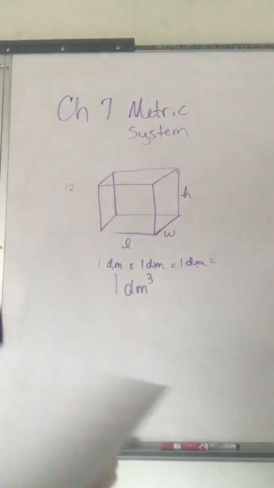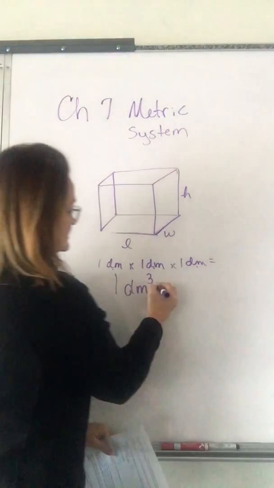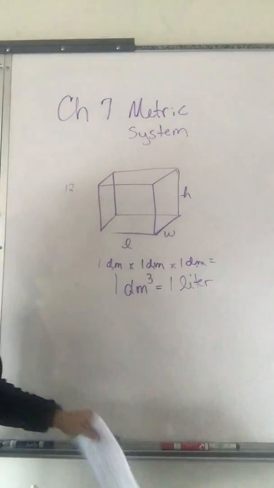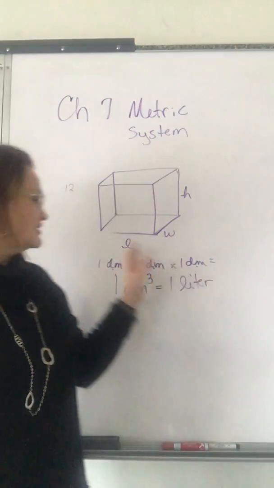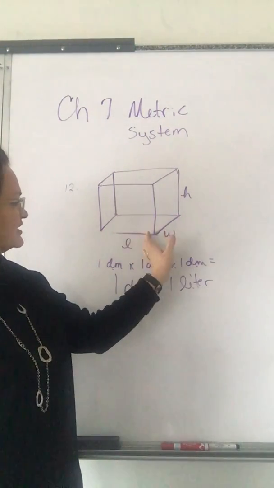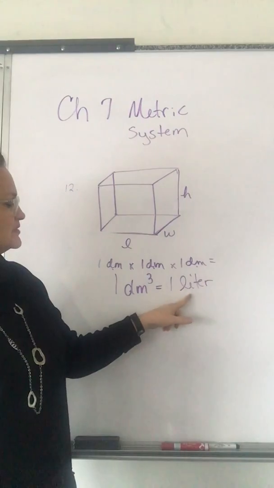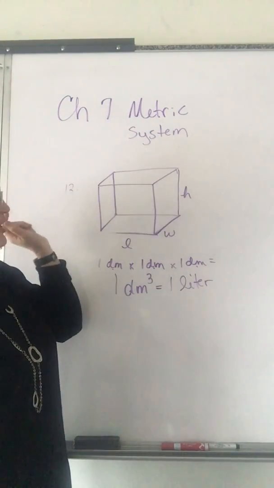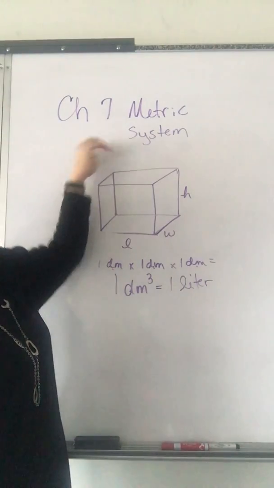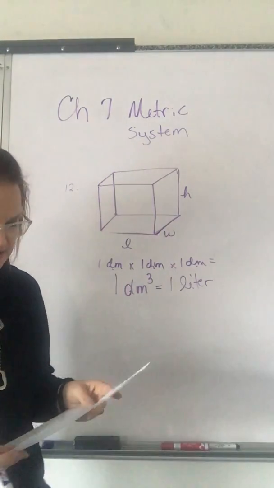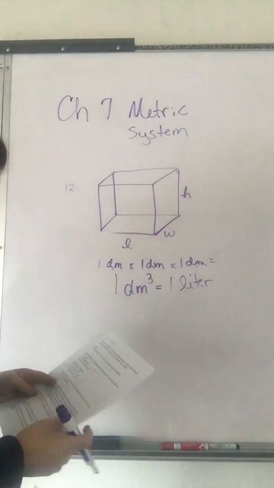And it just so happens that a cubic decimeter holds a liter of liquid. A liter is a liquid measure. A decimeter is a length, but this would be liquid, like how much liquid could be put inside of this. If this was a cup or a metal container, how much liquid could we pour in it? A liter. So that's exactly what a liter is. And we'll talk about that a little bit more in a minute.